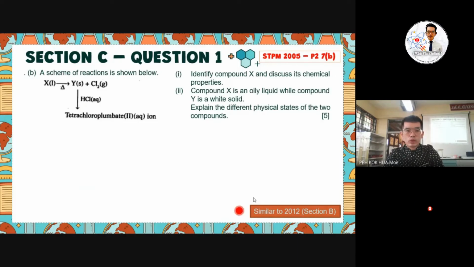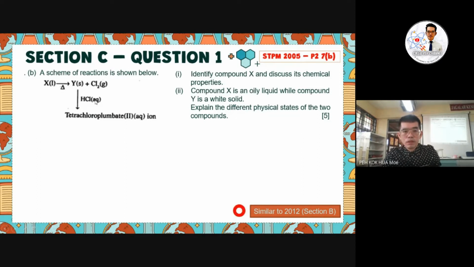Let us discuss question number 1. This is the question from 2005, similar to the current system, which is section C. Let us read the question together first. A scheme of reaction is shown below. Here we have X becoming Y and releasing chlorine gas.